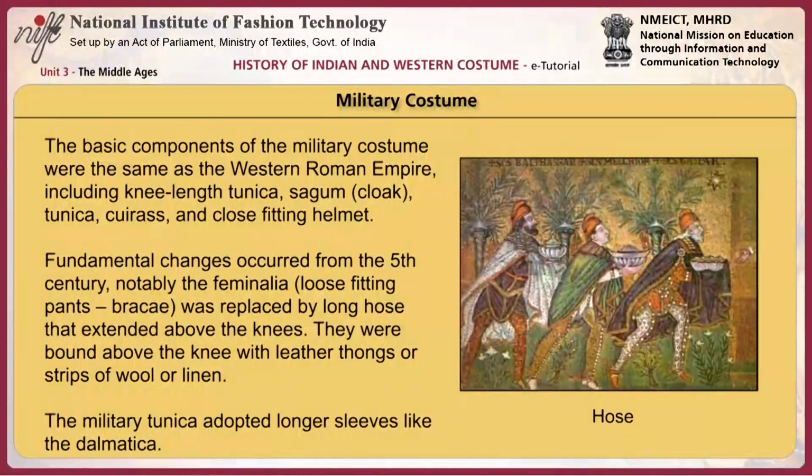The basic components of the military costume were the same as the Western Roman Empire. These included the knee-length tunica, the sagum, which is a cloak, the cuirass, and a close-fitting helmet. Fundamental changes occurred from the 5th century, notably the feminalia. Loose-fitting pants, braccae, were replaced by long hose that extended above the knees. They were bound over the knee with leather thongs or strips of wool or linen. The military tunica adopted longer sleeves like the dalmatica.